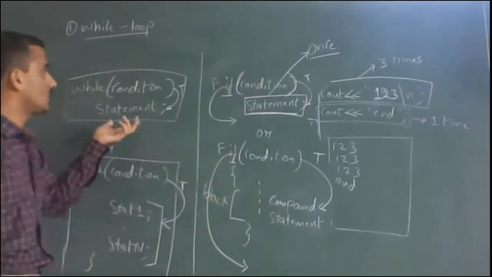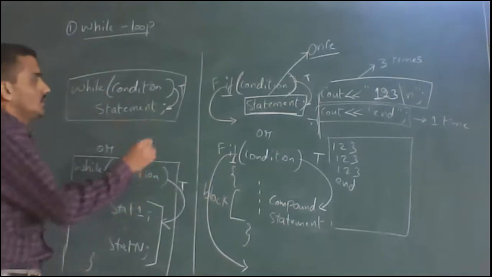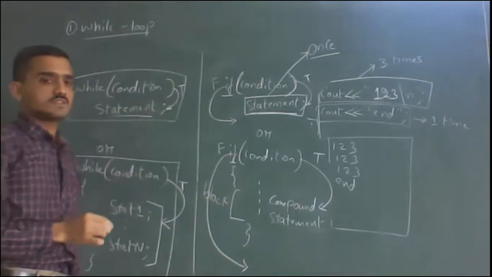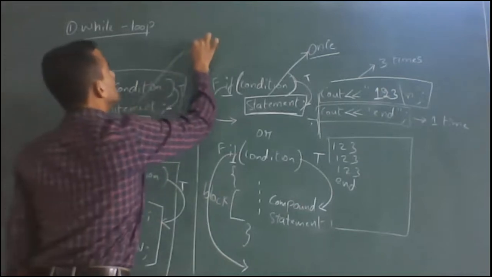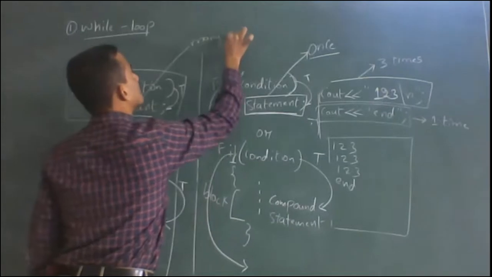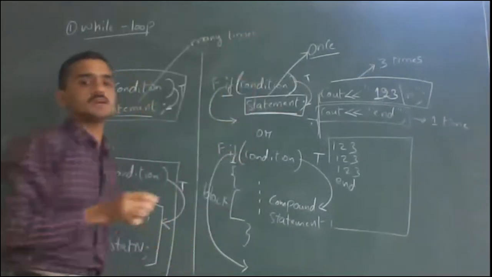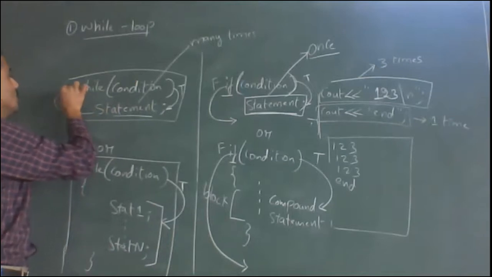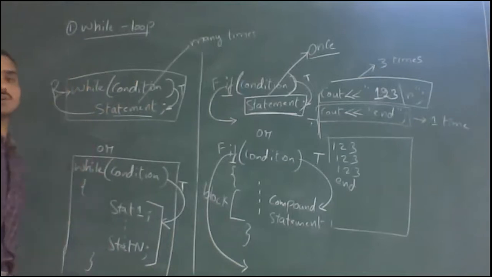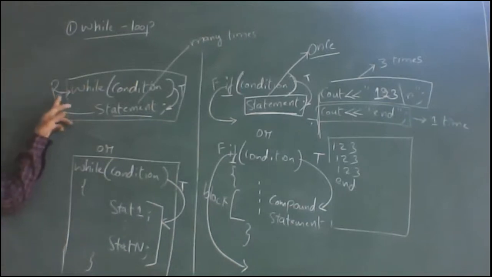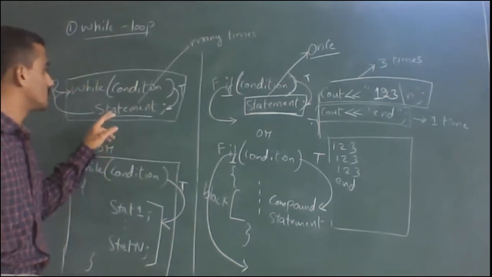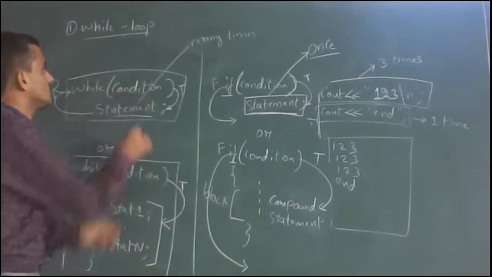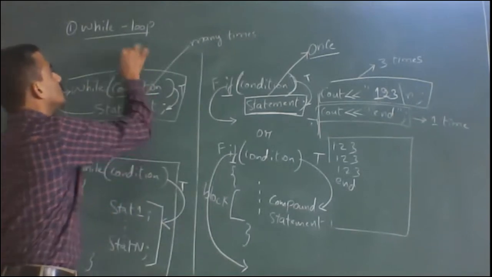But when we go to the while loop, what happens? First time the condition is true, it is executed. See, here it is not executed once. This is executed many times. Many times in the sense that the program control again will move to the loop. So this process is called repeat. The program control again will move to the loop to check whether this condition is true or false.